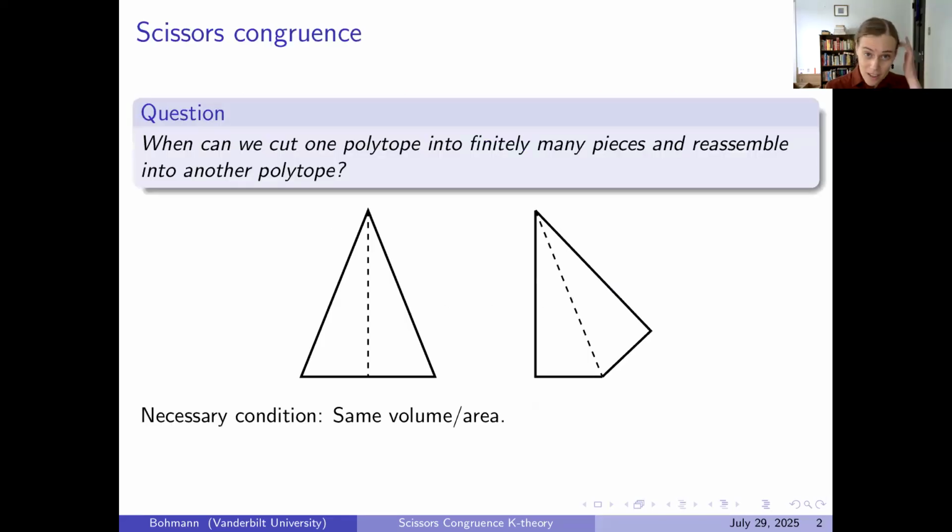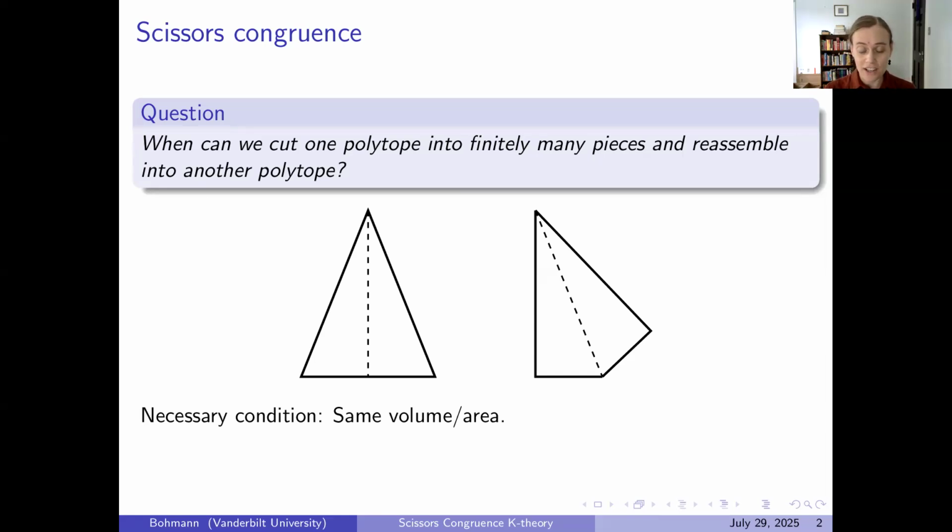But here we go. So scissors congruence, what is it about? Well, it's about the following question. When can we take one polytope, say in Euclidean space, and cut it up into finitely many pieces, and then reassemble all those pieces into some other polytope? Basically, if you have 2 polytopes, can I cut them up into some number of pieces, rearrange, and end up swapping one for the other?